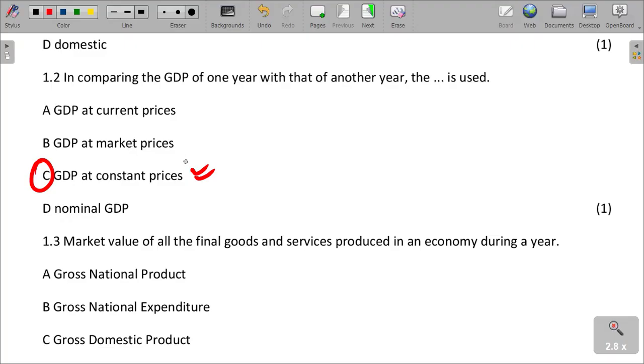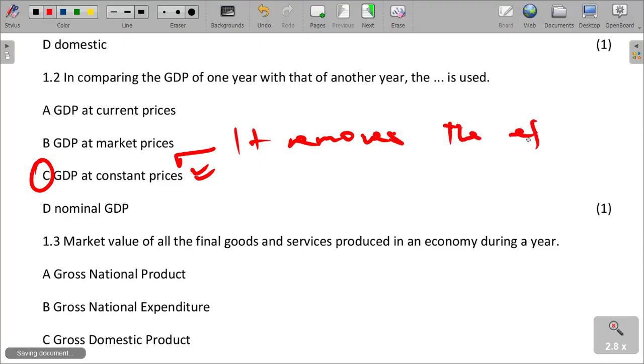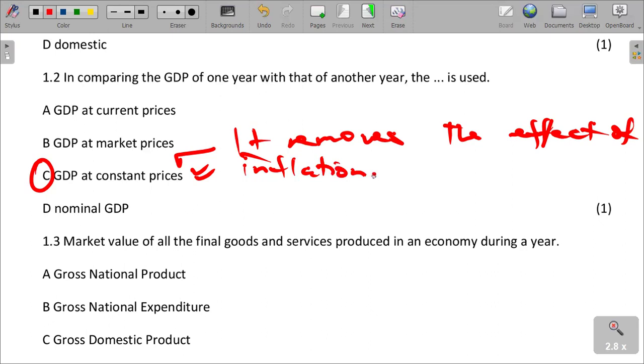Why do we use this one? It removes the effect of inflation. I'm sure that you understand inflation is the consistent increase in commodity prices at the expense of the current value. The prices of commodities keep going up. However, the value of the currency does not change. So now the money would buy less.